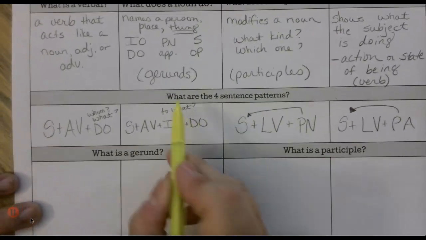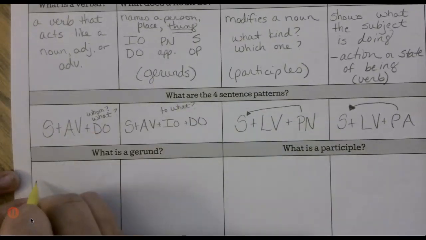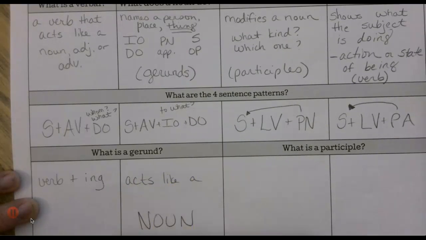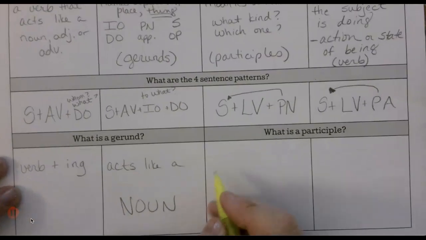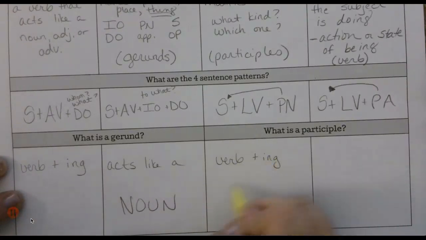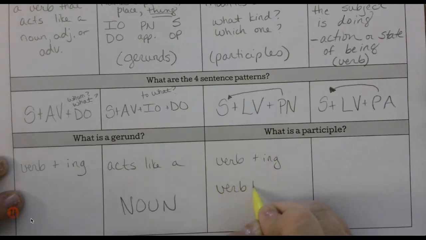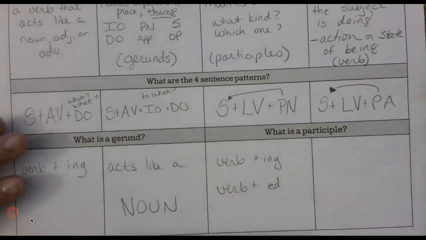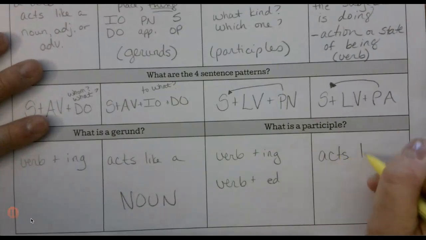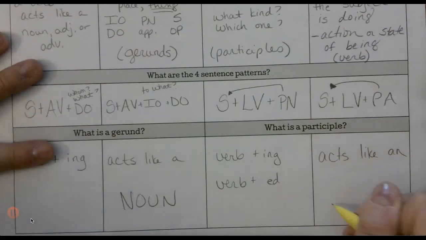So we said these are gerunds. Well, what is a gerund? It's a verb plus ing, and it acts like a noun. What is a participle? Well, it can be a verb that ends in ing or ed if it's a past participle verb, and it acts like an adjective.